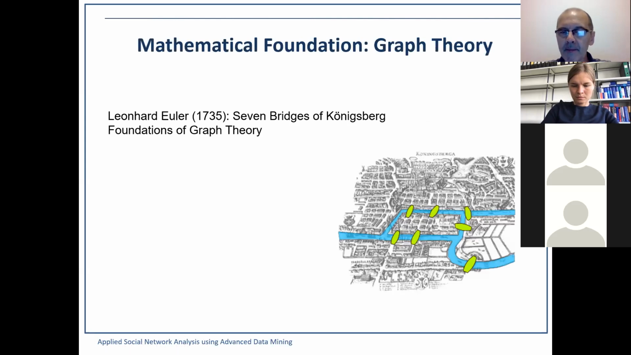As I said before, the mathematical foundation is graph theory. And what you can see here in this image is a picture of the city of Königsberg, where you have the river and 7 bridges. And Leonhard Euler, back in 1735, came up with the problem of the 7 bridges in Königsberg. And who knows what he said? Who knows what this problem is about? Any volunteer? Any idea?